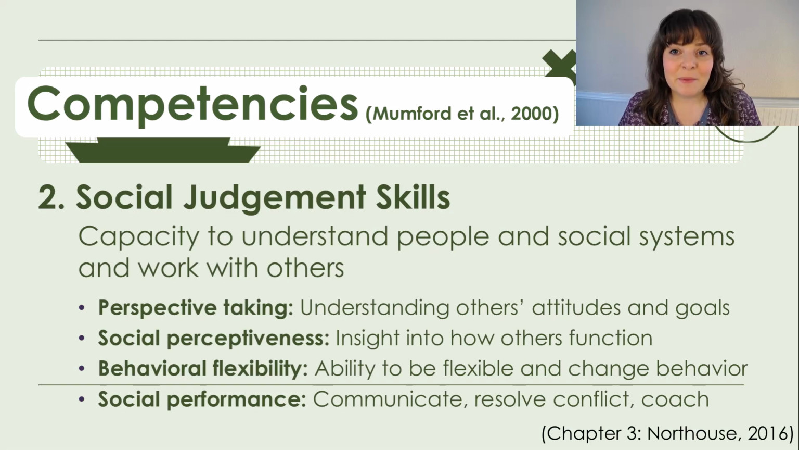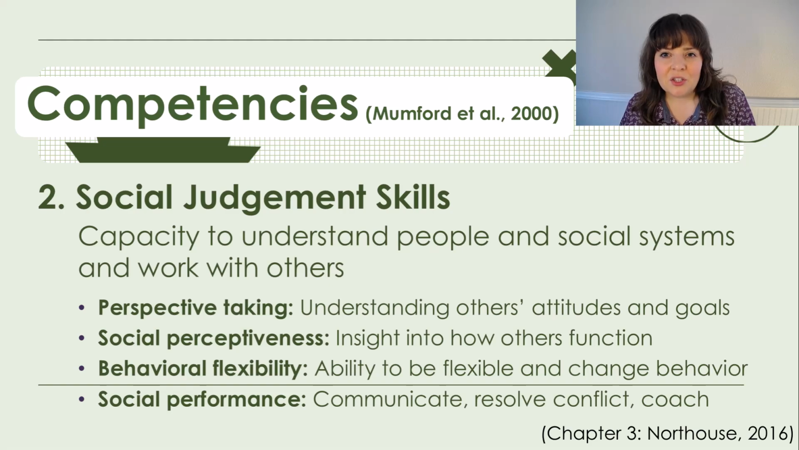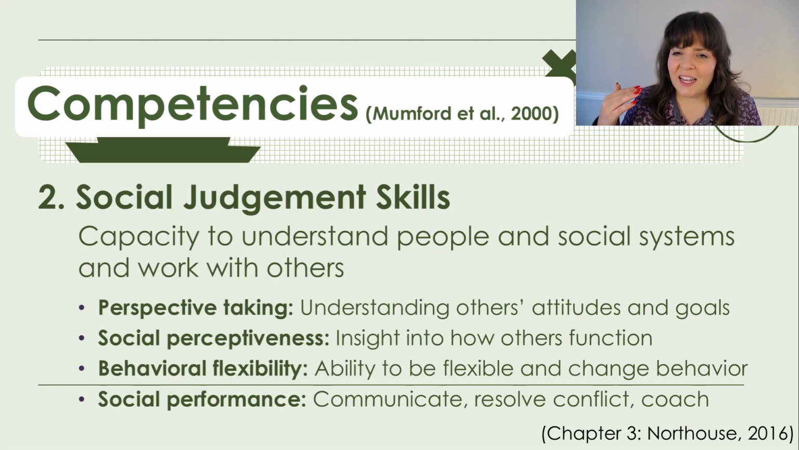The second competency in this model is social judgment skills. These are our capacity to understand people and social systems and work with others. In social judgment skills, there are 4 categories of skills. Perspective taking is the first, and that's understanding others' attitudes and goals. We want to know their viewpoints, be able to use empathy to solve problems. Social perceptiveness, then, is having insight into how other people function and having this keen sense of how employees are going to respond to a proposed change.